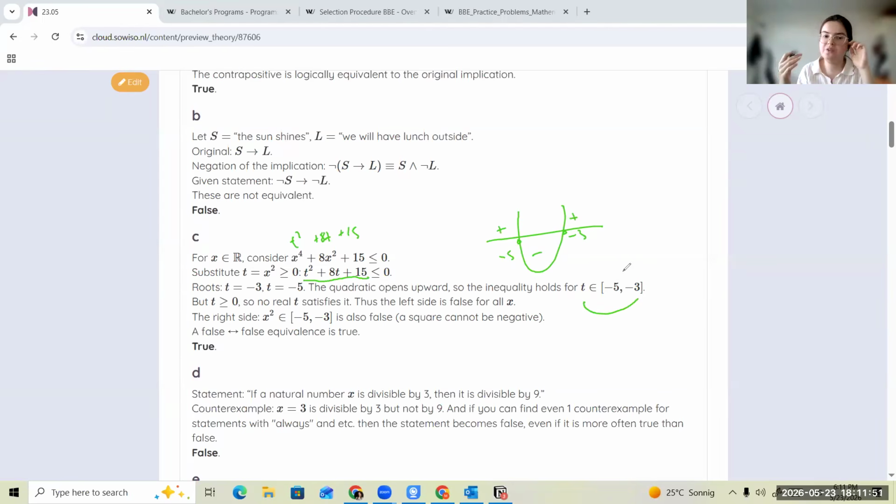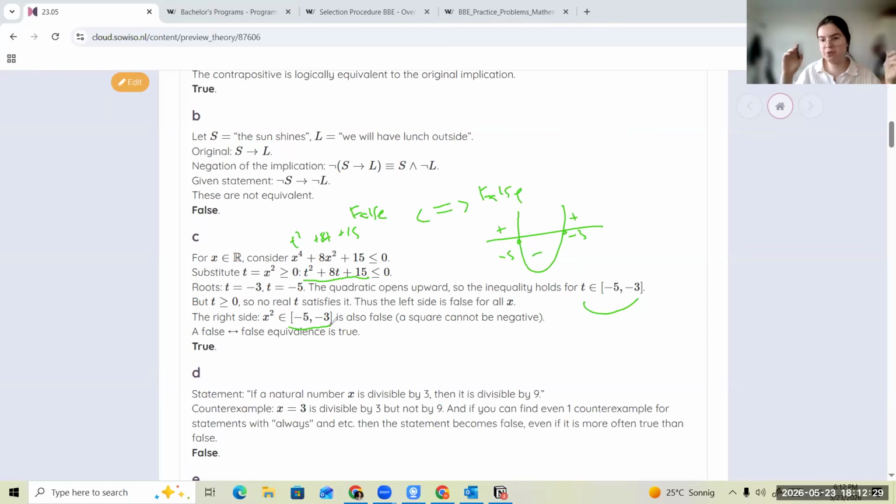But we mustn't forget that whenever we do a substitution, if t is a number squared, it can't be negative. It's not possible for a squared number to give you a negative result. Therefore, there is no real t that satisfies what we want to happen. So it actually is a case where you have a logical equivalence where both sides are false. This is false, there is no solution here. And x squared cannot belong to the interval between -5 and -3, because x squared cannot be negative.